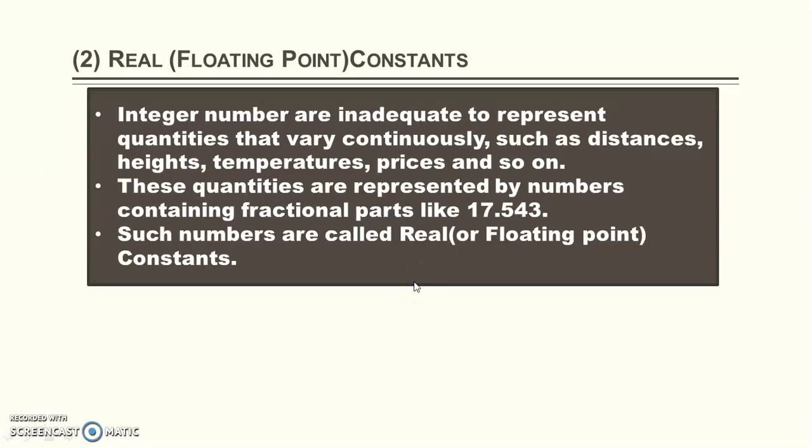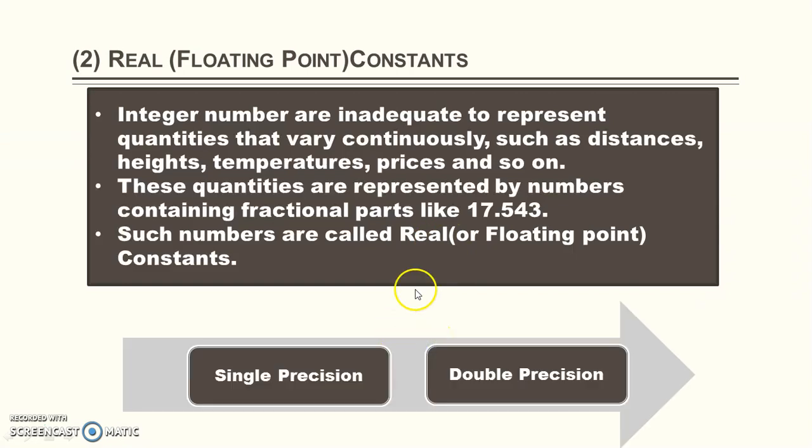Now let's discuss the real constant, which is also known as the floating point constant. As we know, integer numbers are not sufficient to represent quantities that vary continuously, such as distance, height, temperature, price and so on. These quantities are represented by a number containing a fractional part, like 17.543. Such numbers are known as real numbers or floating point constants. There are two types of floating point constant: single precision and double precision.